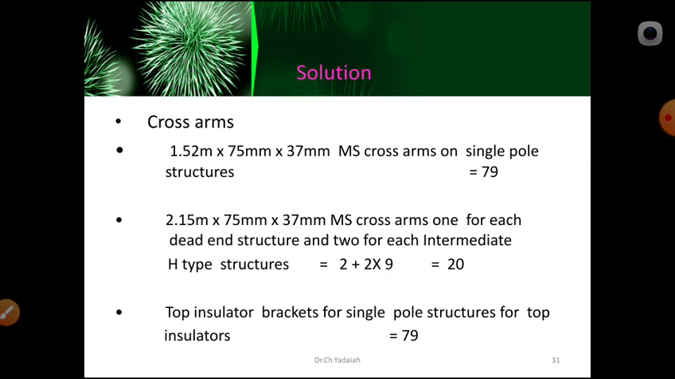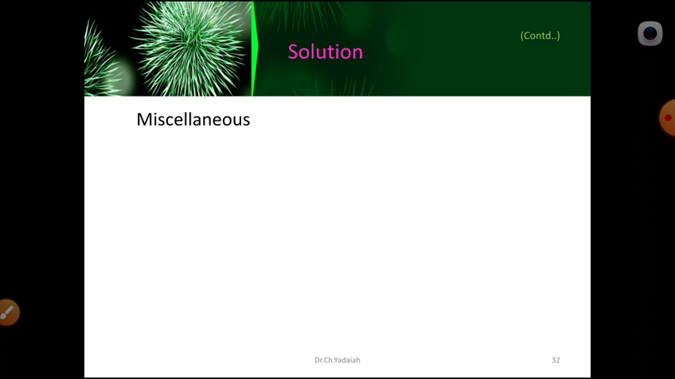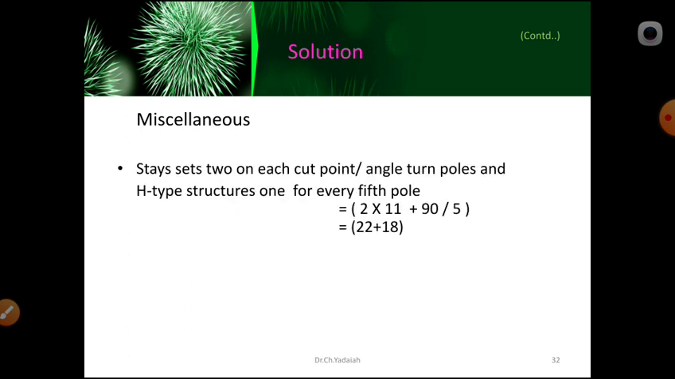For top insulators it is 79. So here is 79 pin insulators. Now after these insulators, we are going to calculate the miscellaneous stay sets, 2 on each cut point. At each cut point we are going to provide stay sets on either side, 2 sets are required, and at the angle point also we require 2 stay sets.